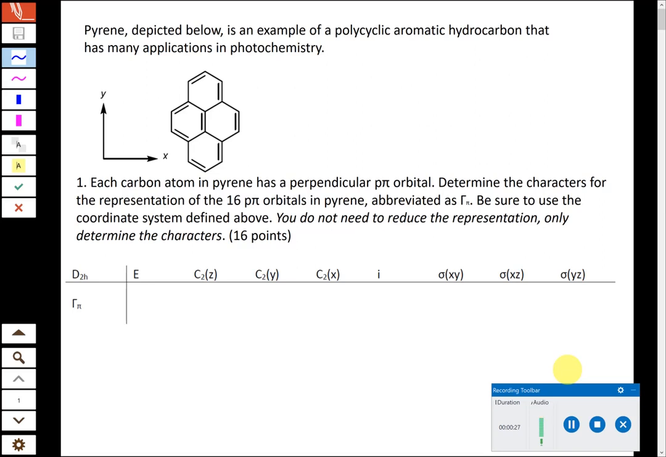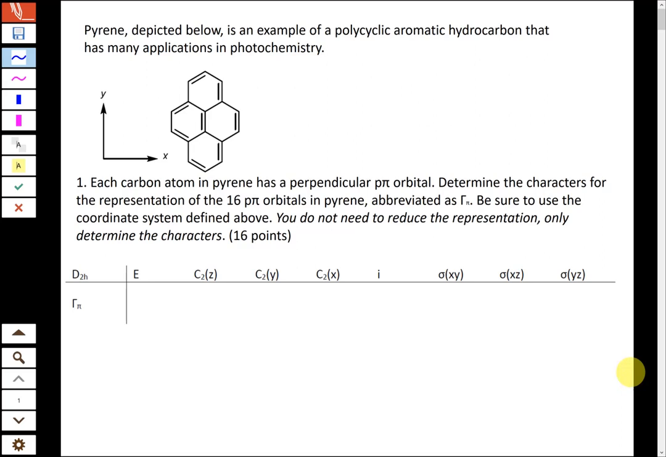I've rearranged the questions a little bit to help make the presentation more organized, but it's exactly the same content as you had on the exam. So I encourage you to follow along and see which parts you had a bit of trouble with in your own exam. Okay, so what we're going to look at first is the molecule pyrene.